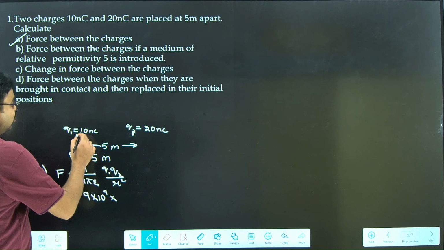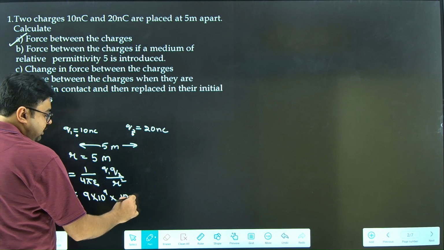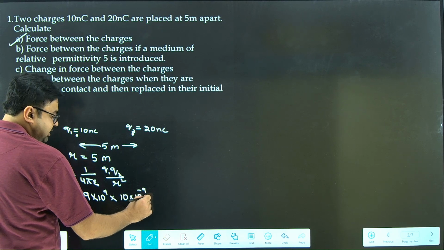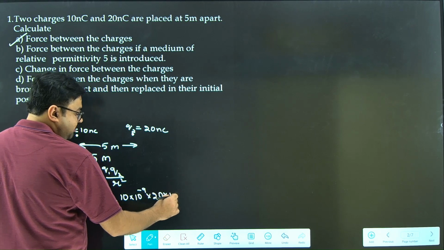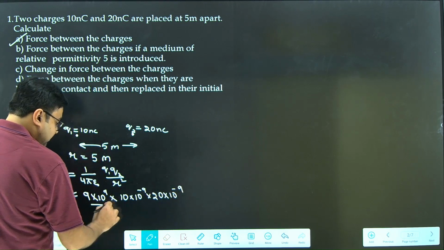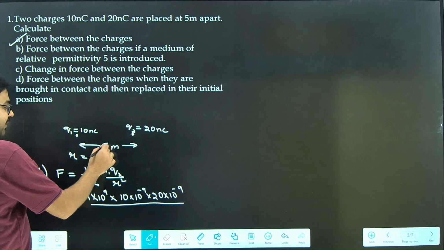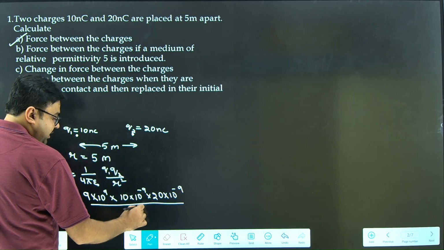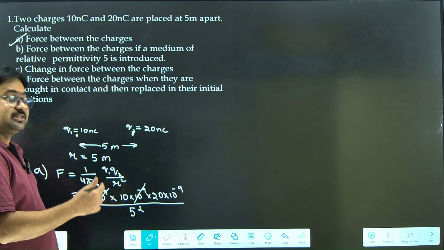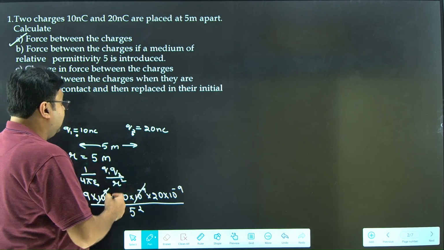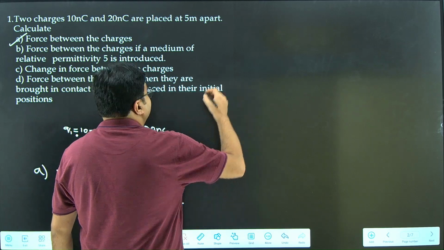Multiplied by Q1, which is 10 nano, that is 10 to the power of minus 9. Multiplied by Q2, that's 20 nano, 10 to the power of minus 9 once again. Divided by R square. R is 5, so 5 square I shall write. You see, direct cancellations of 10 to the power of minus 9 automatically happen. Now we are going to simplify this further.